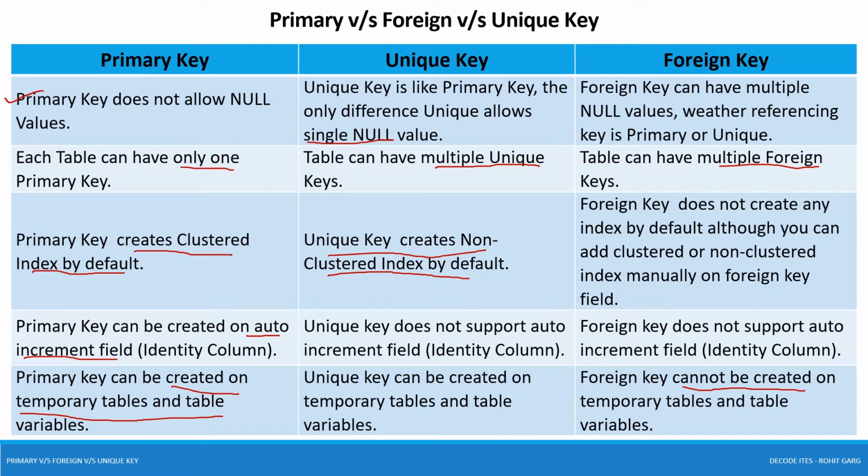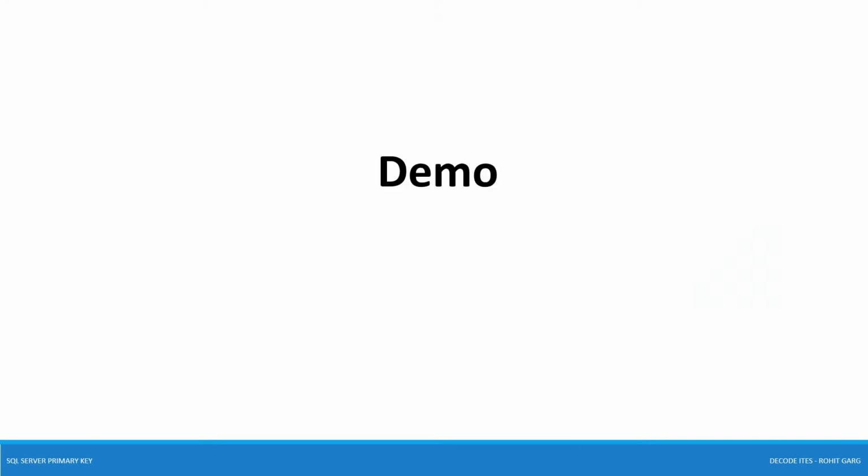We need to understand these differences while we are trying to use any of the keys in our system. Each key has some limitations and some benefits. You can choose them as per your requirement and best suitable needs. Let's have a small demo where we see how we can create primary key, foreign key and unique key in an existing table or in a new table.